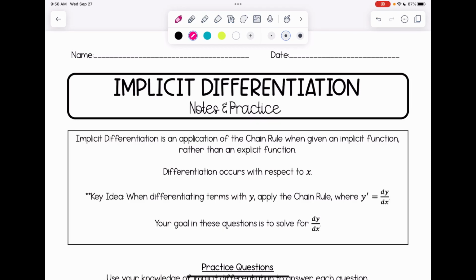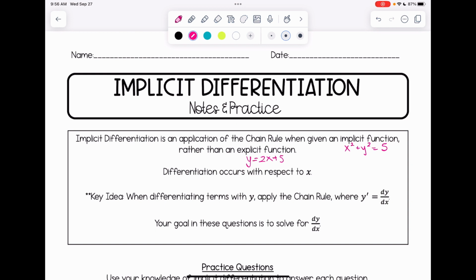In this video, we are going to be learning about implicit differentiation. Implicit differentiation is an application of the chain rule when you are given an implicit function rather than an explicit function. An explicit function is one we're used to, where y is isolated, for instance, y equals 2x plus 5. An implicit function is one where y is not isolated, and we're going to particularly see some where it would be quite difficult to isolate the y, so maybe like x squared plus y squared equals 5.